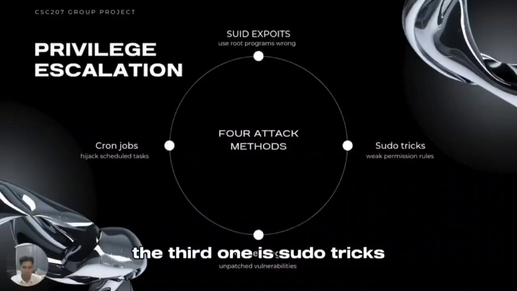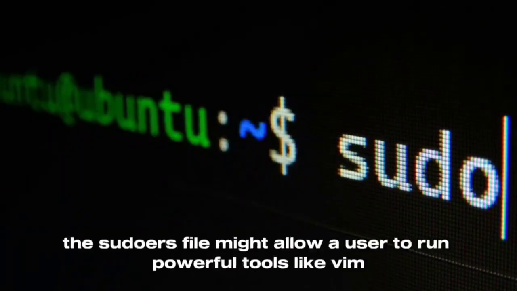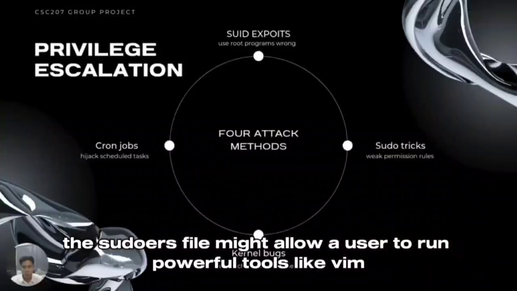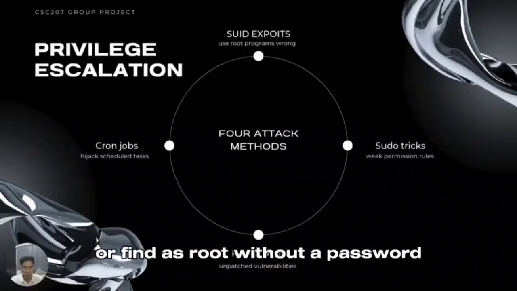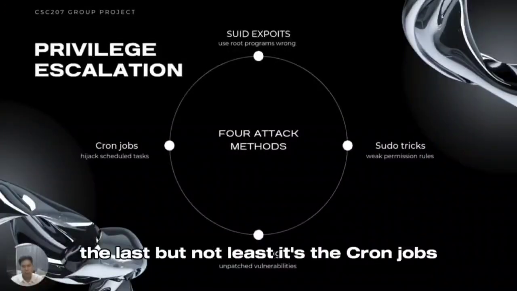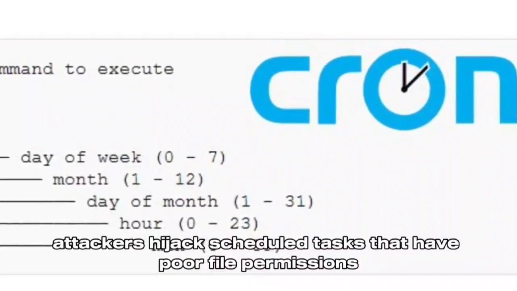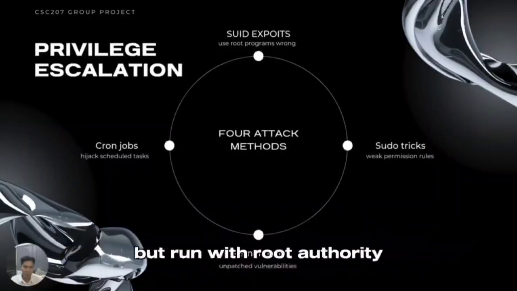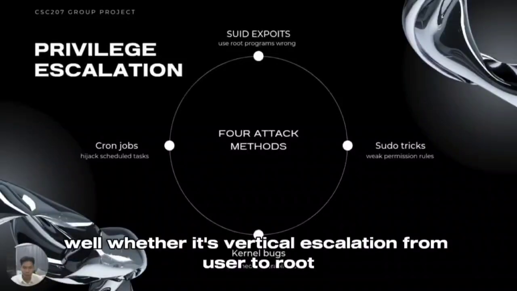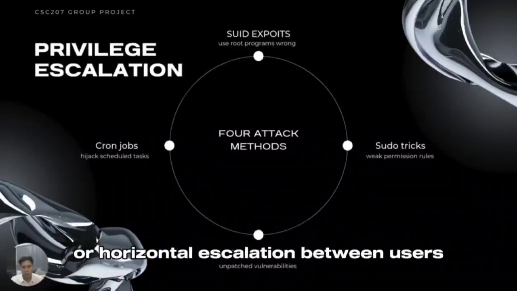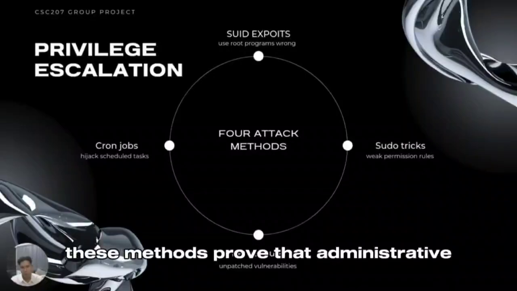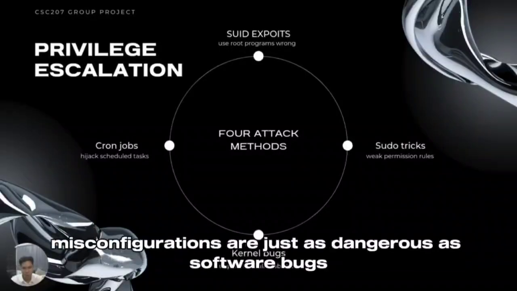The third is sudo tricks. Weak rules in the sudoers file might allow a user to run powerful tools like Vim or find as root without a password. Last but not least are cron jobs. Attackers hijack scheduled tasks that have poor file permissions but run with root authority. Whether it's vertical escalation from user to root or horizontal escalation between users, these methods prove that administrative misconfigurations are just as dangerous as software bugs.